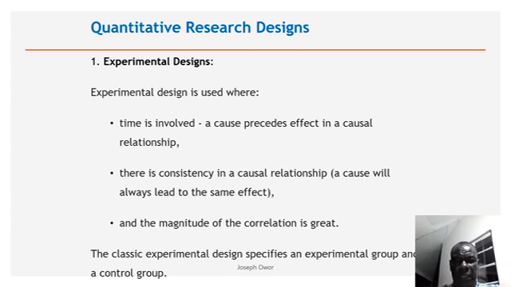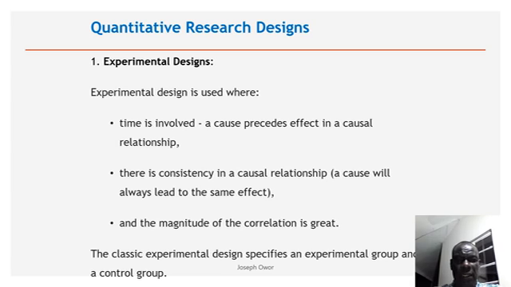Experimental research designs. Experimental design is used where, one, time is involved. So you know that a cause precedes an effect in a causal relationship. A happens before B takes place. So there's a time in between A occurring and the time in which B is influenced or is affected.